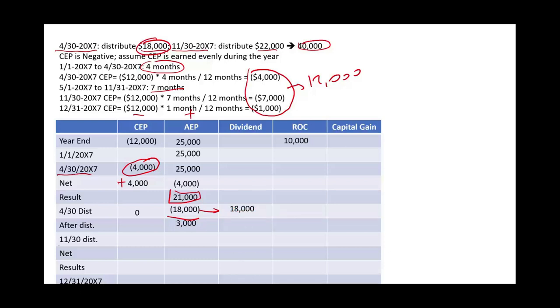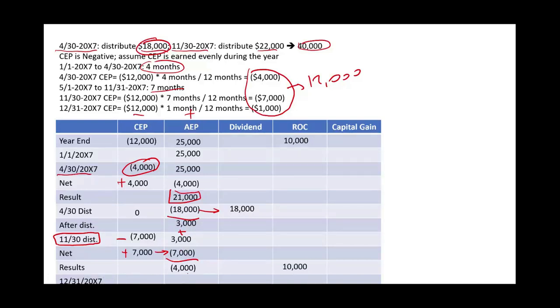Now we're going to fast forward till 11:30. By 11:30, we assume we incurred 7,000 of losses. Now we have 7,000 of losses on CEP and 3,000 of AEP. Negative CEP, positive AEP, what do we do? We net them. So we're going to transfer the CEP to AEP. When it's transferred to AEP, it's going to give us AEP of negative 4,000. Now CEP is zero as of 11:30.